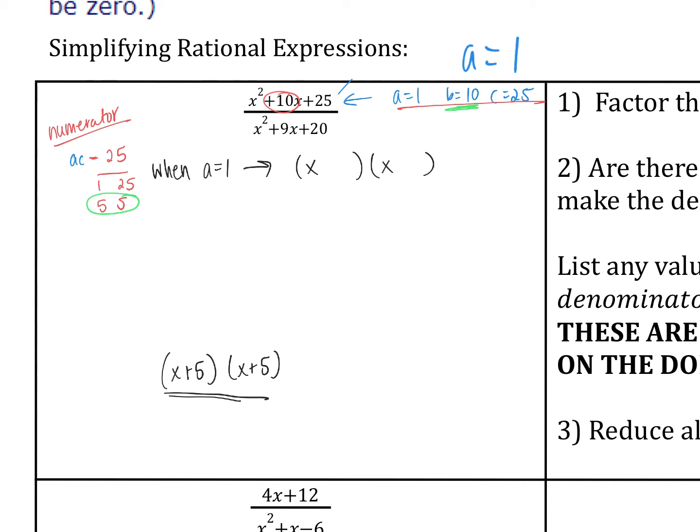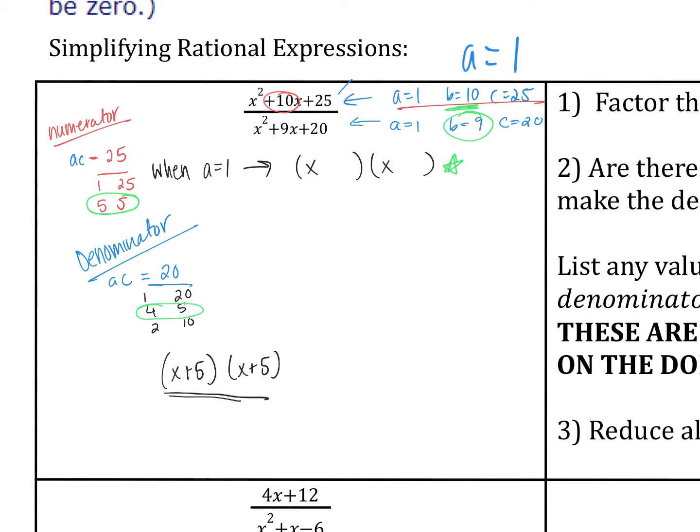Now I'm going to do the same thing, but I need to break down the bottom. Here, denominator. Remember, A times C. In this case, I have A equals 1, B equals 9, and C equals 20. So A times C is equal to 20. I'm going to list all my factors of 20. I know it's 1 and 20, 4 and 5, 2 and 10. Then I just need to choose which one of those adds up to B. In this case, B is 9. So I know that 4 plus 5 is 9. Those are the two factor pairs I can choose.